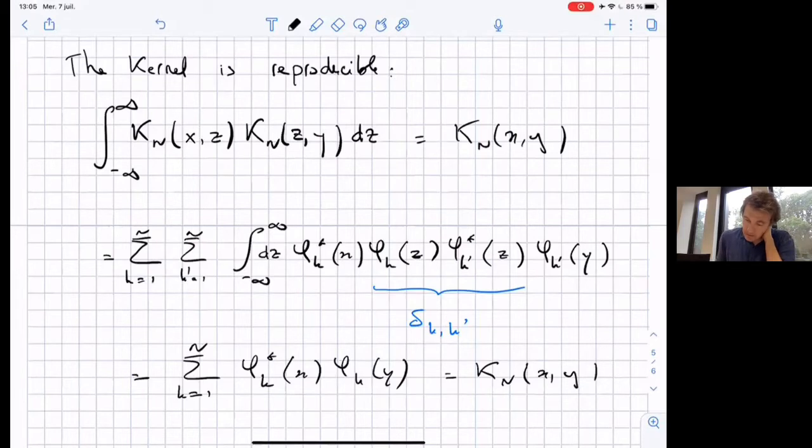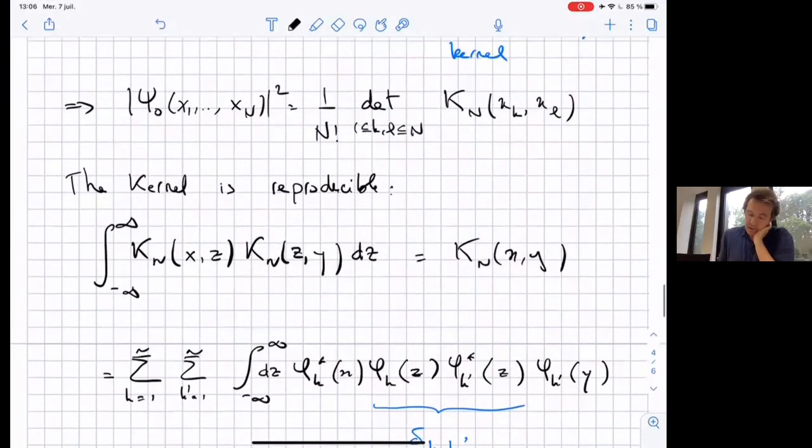Great. So why is it important? I just wanted to show you that, because it turns out that if you have these reproducibility properties, which are quite crucial, then the higher correlation functions will also have very nice properties.